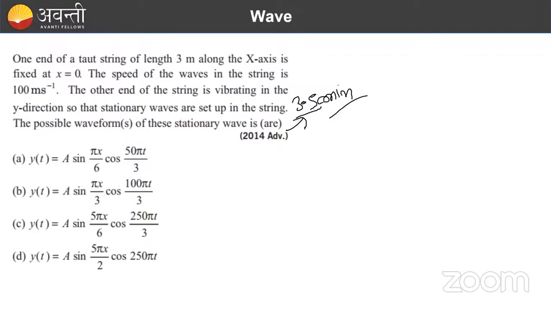Everyone remember the formula of a standing wave? Y is equal to... kya aaya tha? 2a, where a was the amplitude. So there was a constant here, and this into sine kx cos omega t. Something like that we got now.